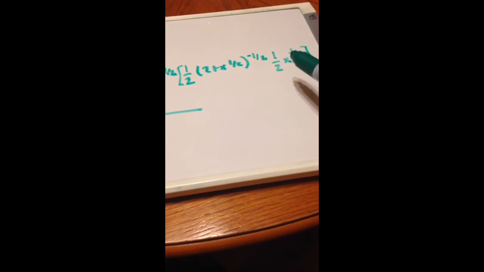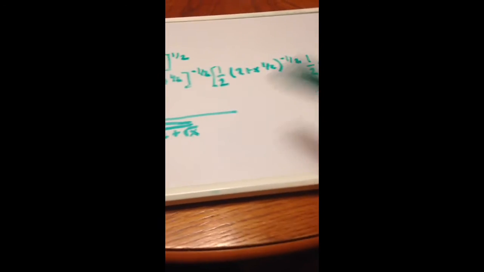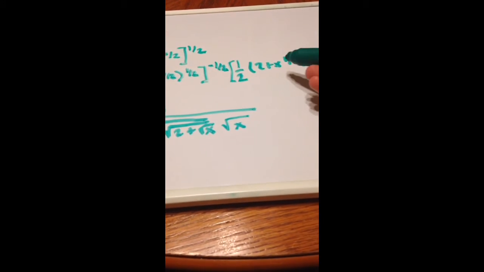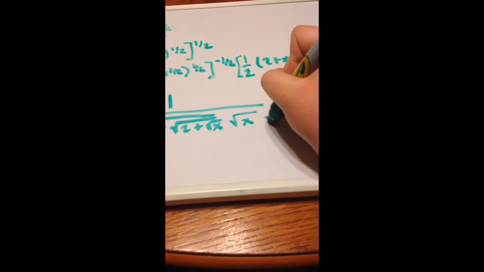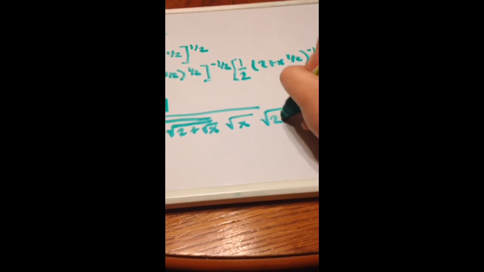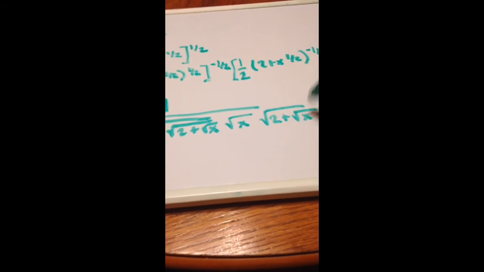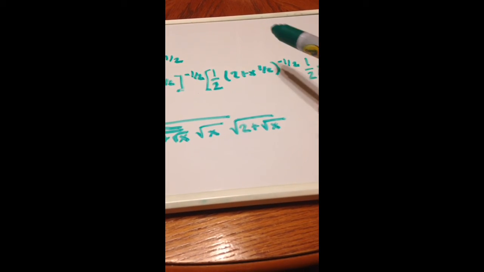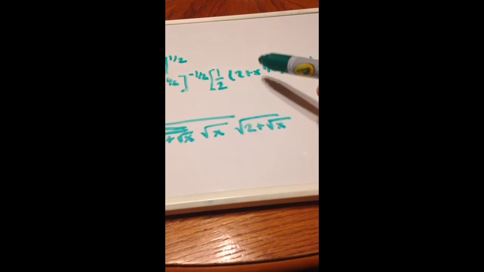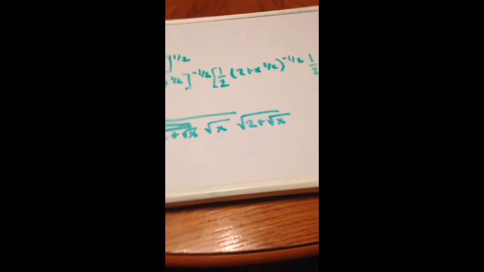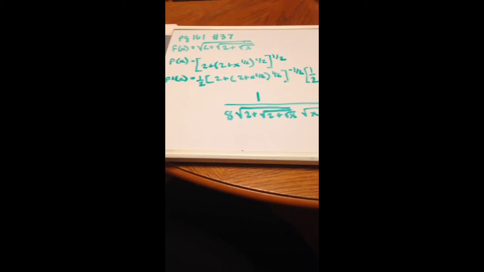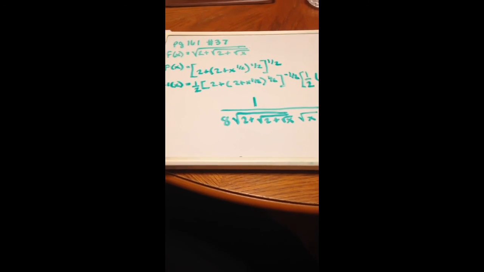Then over here, this x, because it's by itself, it's going to be put in its own radical. And then this 2 plus x to the 1/2 gets all put under one radical because of the 1/2 right here. And the x gets put into its own as well because of the 1/2 right there. And that is your final answer. And that is how you take the derivative using chain rule to get the answer for number 37.